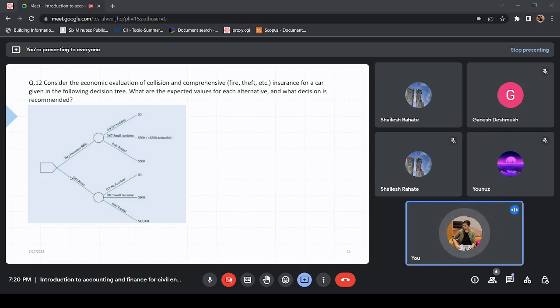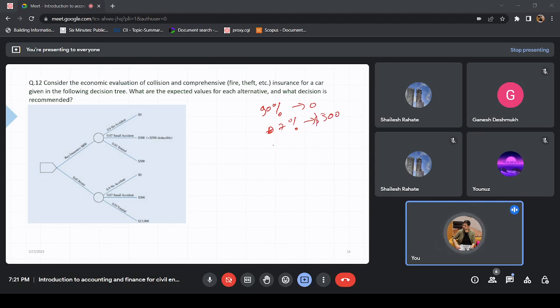So, in this question, you are driving a car, and you want to buy insurance for your car. Now you know that 90% of the time there won't be any accident, so annually it would cost you zero, right? In case of small accidents, there is a 7% chance that there can be some kind of small accident, and in that case, the average cost is given as $300.